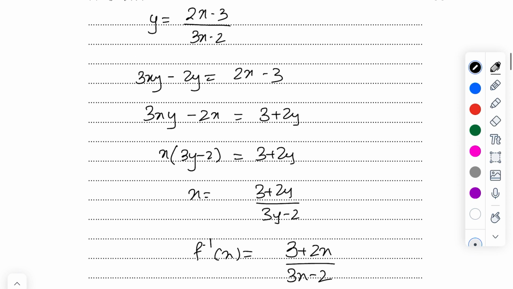But are we getting the same? So it was negative 3 over here. We are getting the same answer. It was negative 3 plus 2y over there, and we get the same answer.